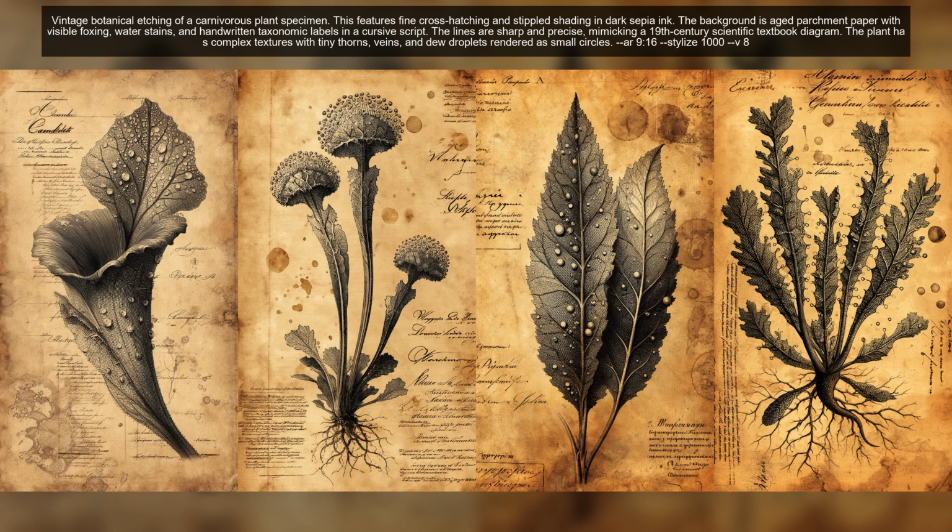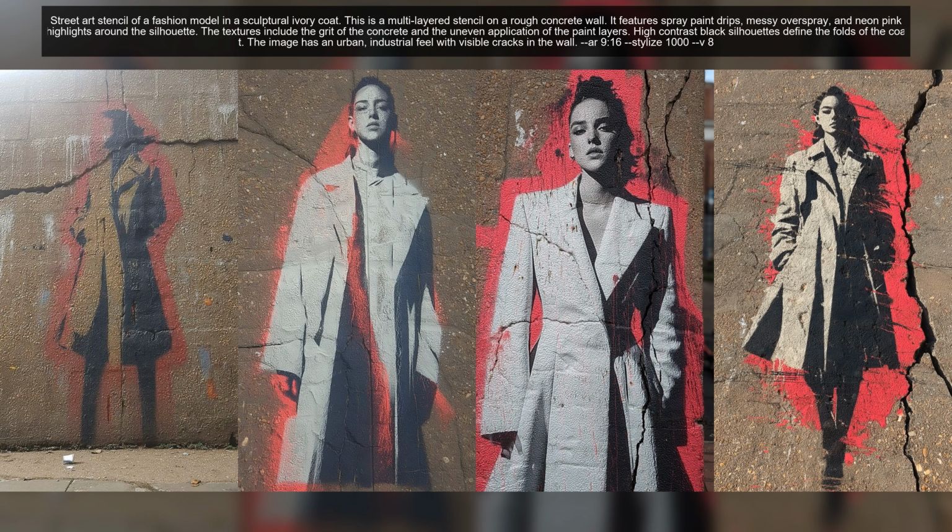A vintage botanical etching of a carnivorous plant on aged parchment with sepia cross-hatching. A total winner, and the gibberish text almost adds to the charm. A street art stencil of a fashion model in an ivory coat on a raw concrete wall. Unique concept, almost photoreal, but painted onto pavement with real cracks.